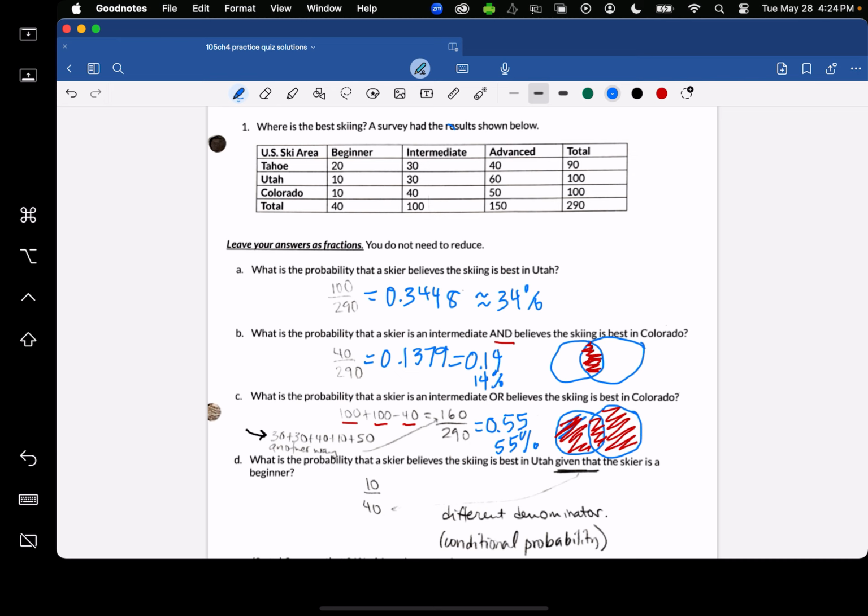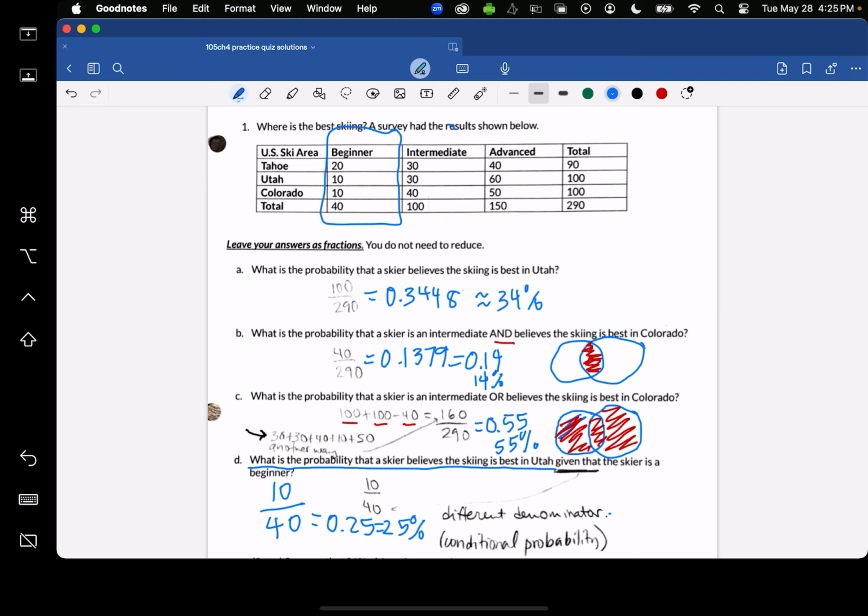So the "given that" tells you that we're focusing our attention right here. And now the question is, what is the probability that a skier believes the skiing is best in Utah? 10 out of 40. This is the only time that our total is not 290. So this is the time where we just say 10 out of the total of beginners, which is 40. So that would work out to be 0.25 or 25%. I'm just worried about you knowing that when we say "given that," we change to a different denominator.